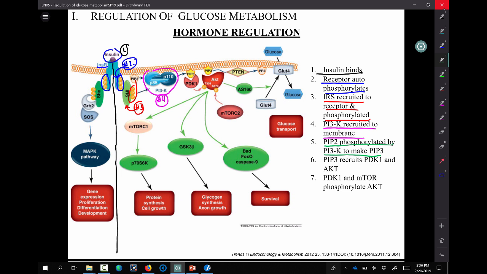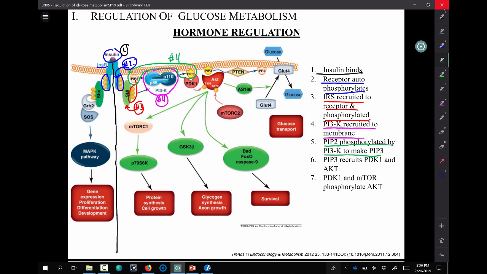PI3K phosphorylates PIP2, making PIP3. Don't you love biochemistry? I mean, there's not many places that you can say a sentence like that. Let's be honest, okay? Right? So let me go ahead and highlight that. Here. That's number 4. We make PIP3.